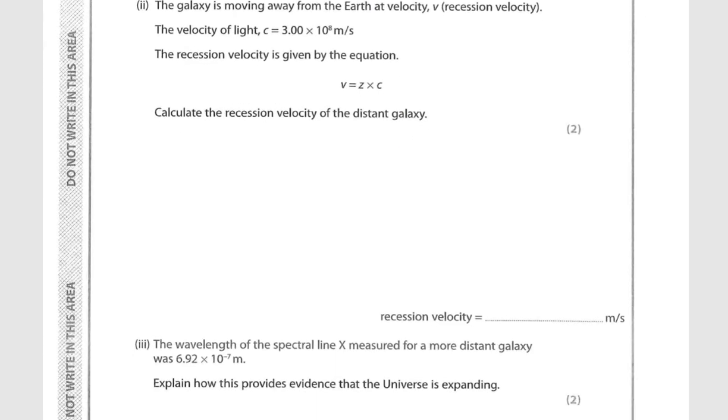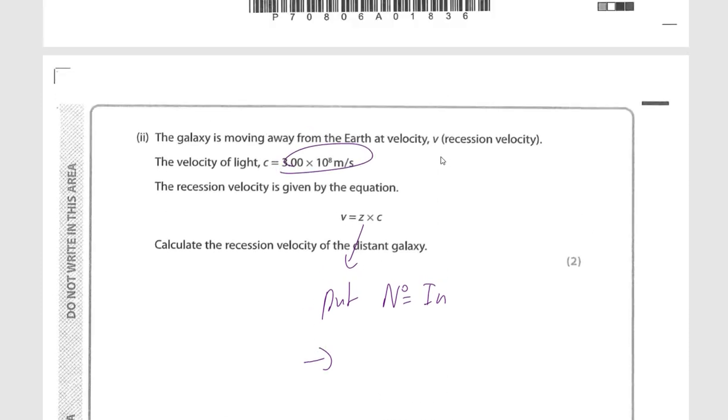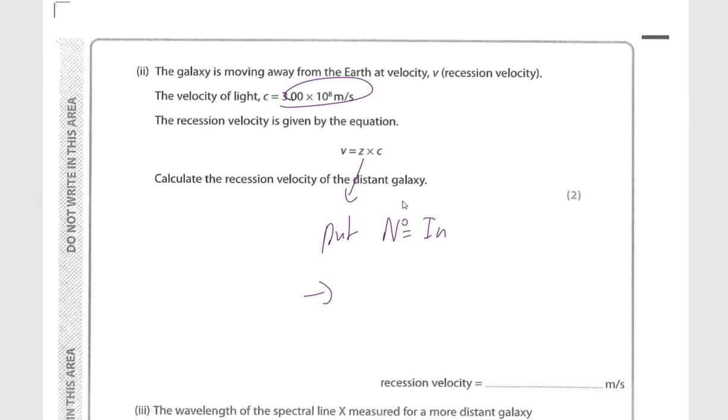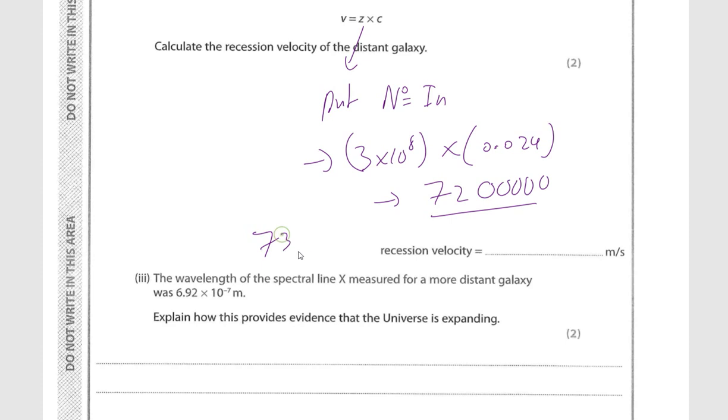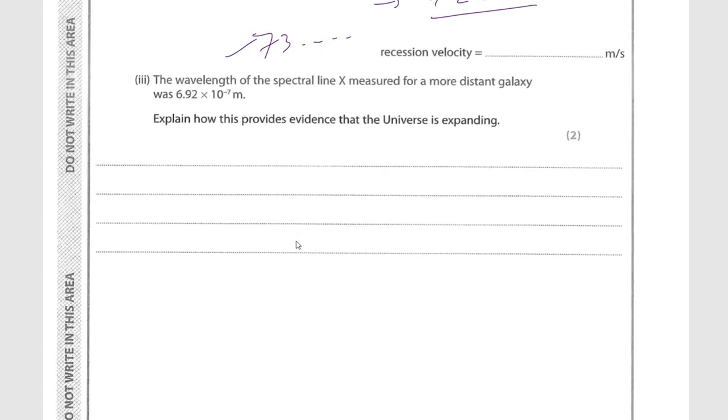Now this one's also straightforward. Again, put numbers in. This is C, and then V is the one that you calculated. So it is 3 times 10 to the power 8, times 0.024. You can use 0.025 if you want, and then you get around this number here again. So if you get 73 something, it is also correct. Good. Now let's take a look at this one.